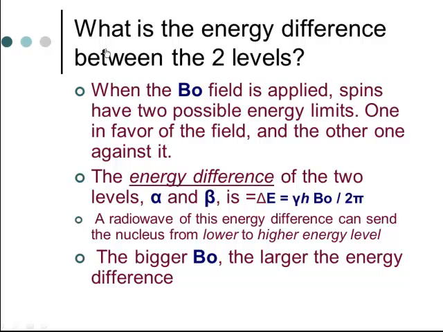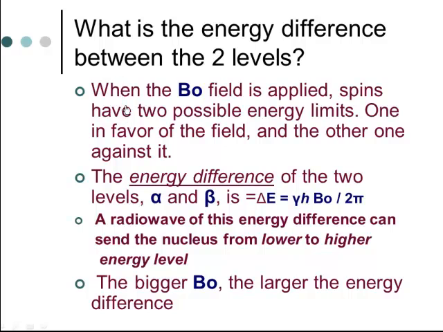Now, what is the difference between the two energy levels which we are talking about in the previous slide? The energy difference is dependent on the applied magnetic field. The stronger the applied magnetic field, the greater is the gap between the two levels, which is the alignment level and the non-alignment level. So the energy difference between the two levels is directly proportional to the applied magnetic field. That means the greater the applied magnetic field, the greater is the energy gap between the two orientations, which is the alignment orientation and the anti-alignment or non-alignment orientation.